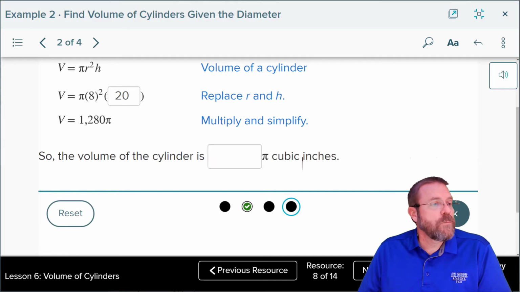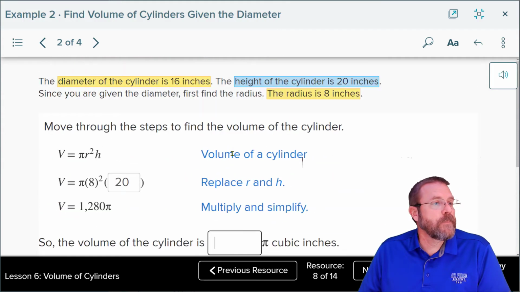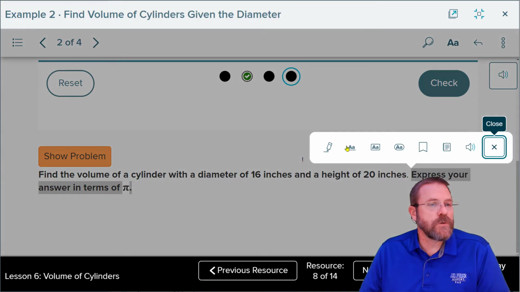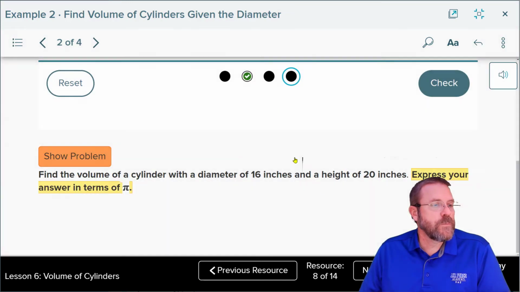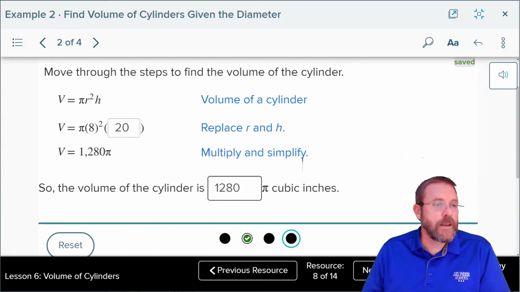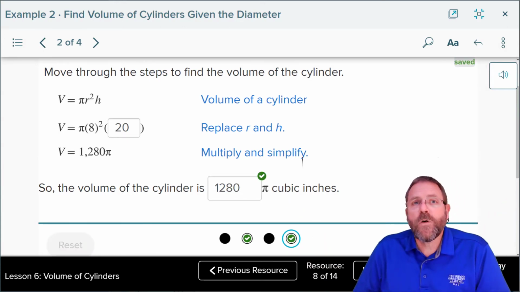Next thing they're going to do is multiply that times pi. And when they do that, actually no, they didn't even, they just left that in terms of pi. The instructions, let's see that. Did they say you can leave it in terms of pi? It sure did. They said express your answer right there in terms of pi. So they could just leave it as 1,280 pi. Done. That's all there is to it.